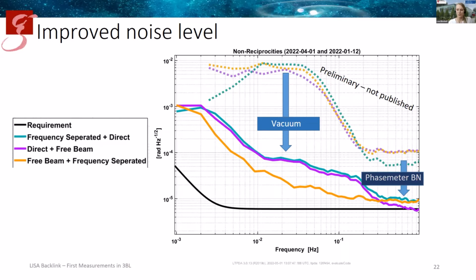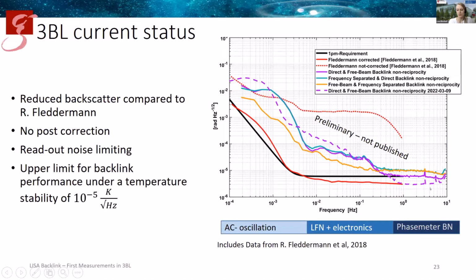We reduced the noise in the high and in the center frequencies. And what you see here is our measurements, like our best measurements without any post-processing, compared to the measurement by Roland Flederman. And you see that the goal of this debacking experiment to reduce the backscatter by design was already successful in these frequency ranges.